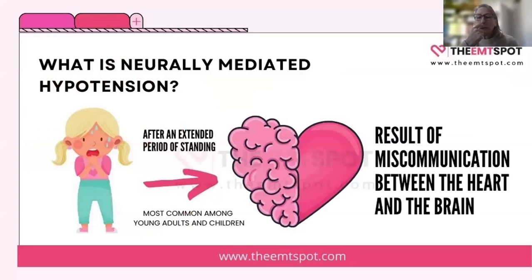So here's just a simple diagram explaining how it happens. After an extended period of standing, you get the heart and brain miscommunicating and the blood pressure drops.